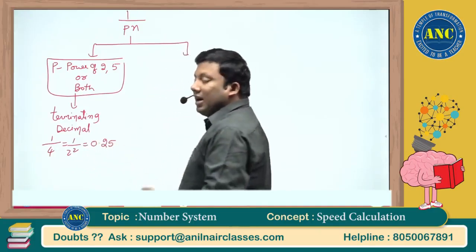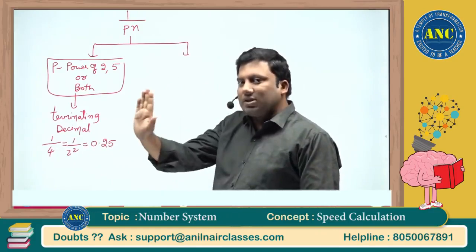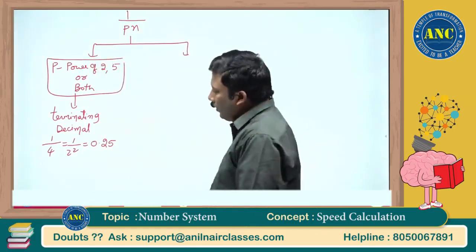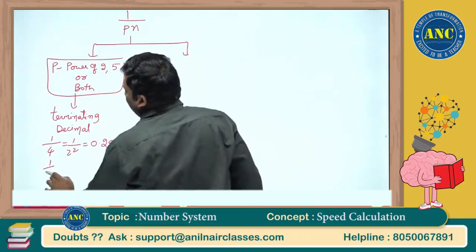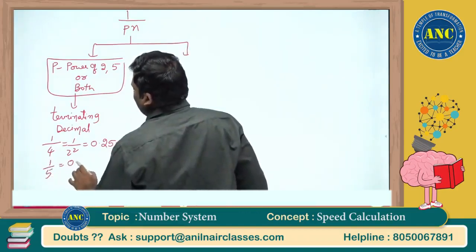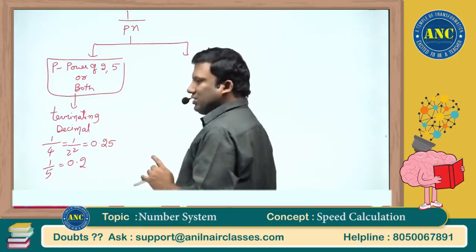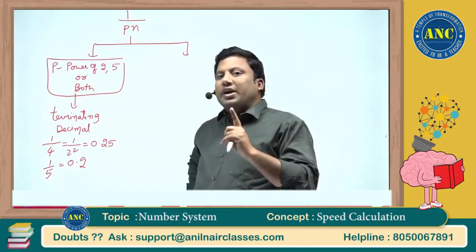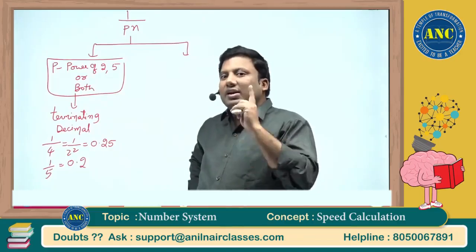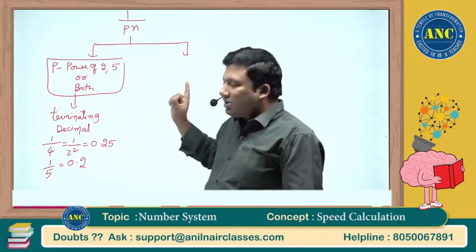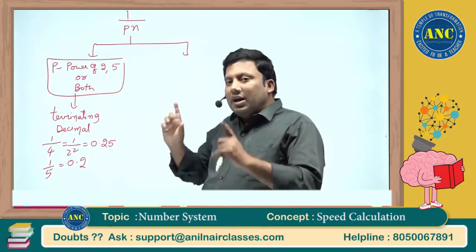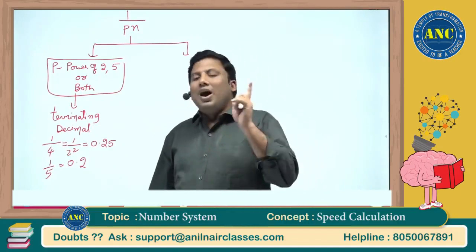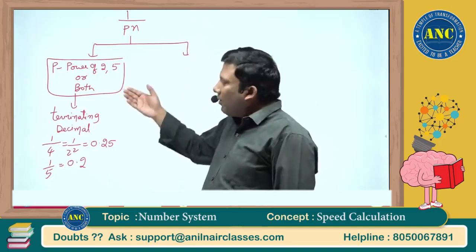It is stopping. Terminus, it is the dead end. There is no further. 1 by 5 is 0.2. These are all terminating decimals. If a fraction is given to you, how do you check whether it gives a terminating or a non-terminating decimal? Go to the denominator. The denominator has to be only a power of 2, or only a power of 5, or a power of 2 and 5.